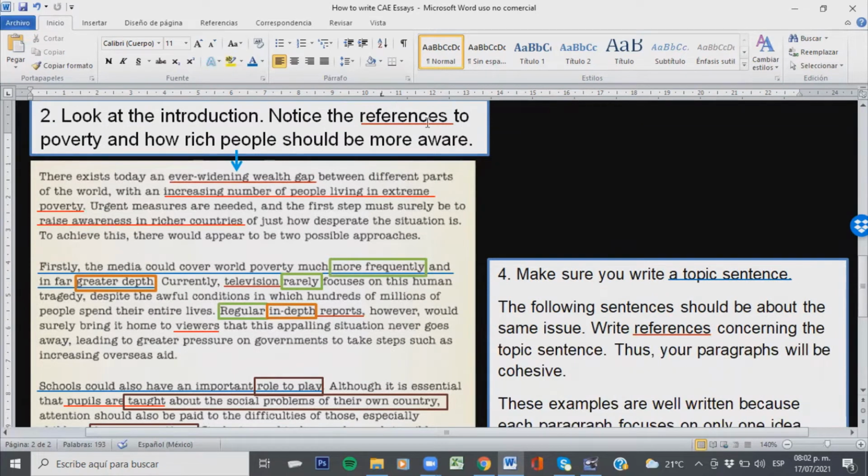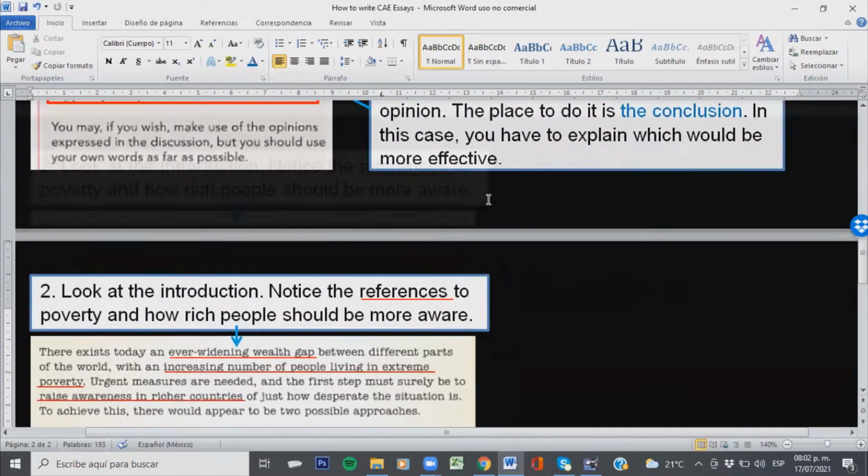Also notice the references to both topics. For poverty, we have ever-widening wealth gap and increasing number of people living in extreme poverty. And for the main issue, raise awareness in richer countries. So the introduction is appropriate. Let's take a look at step 3.